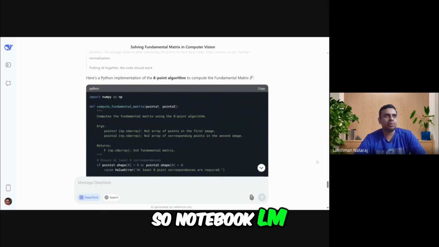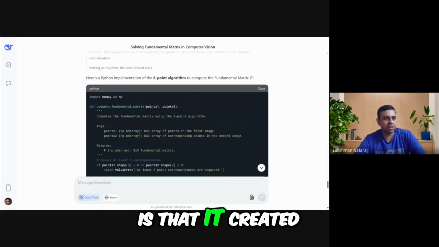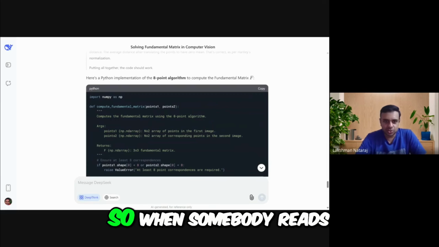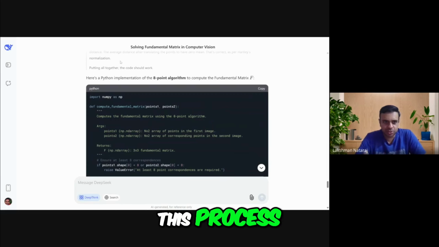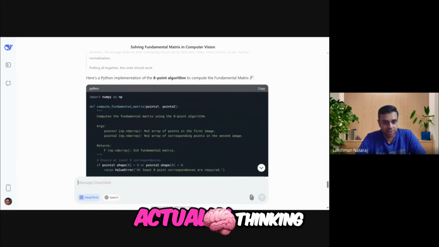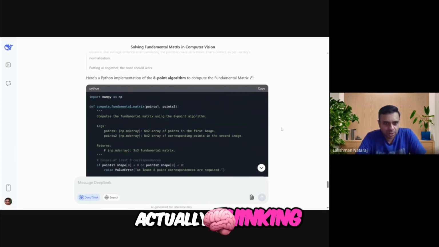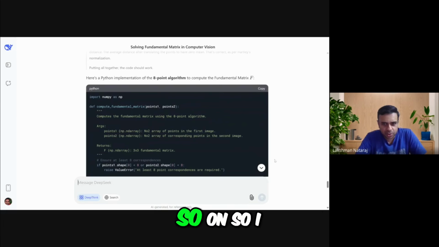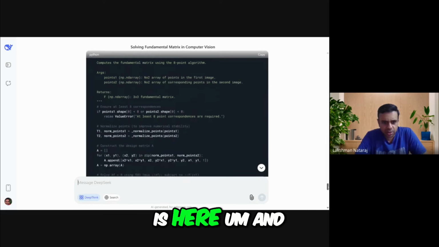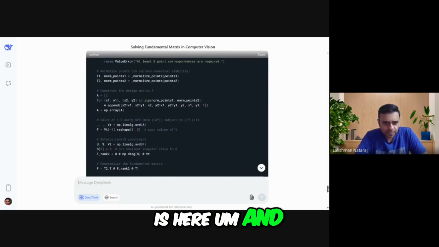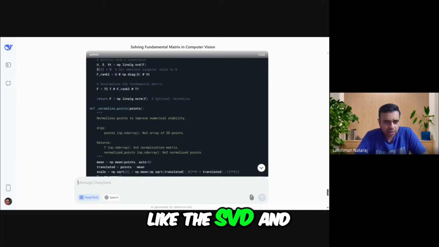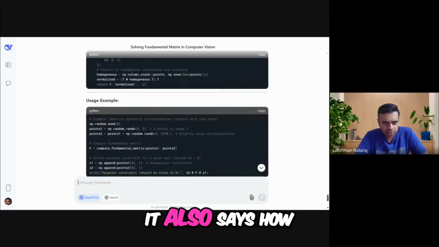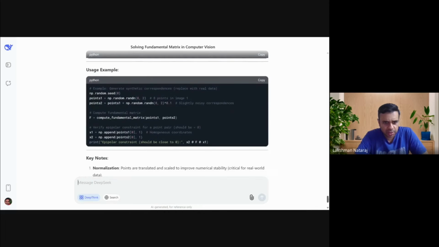So NotebookLM, I would like to relate this to NotebookLM, is that it created this whole buzz because it was so natural in explaining things. When somebody reads this process, you could see how the AI model is actually thinking. So then it has Python and def compute fundamental matrix and so on. I think the full code is here, and it also has the SVD, and then the normalization part because of the scale. Then it also says how you can actually use this.